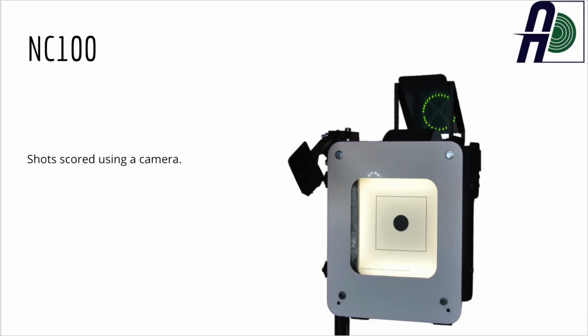The NC100 works using the same algorithm in use by Orion today. As many of you already know, Orion digitizes a paper target using a commodity scanner. The resulting digital image is then scored using a computer vision algorithm on your Windows PC.